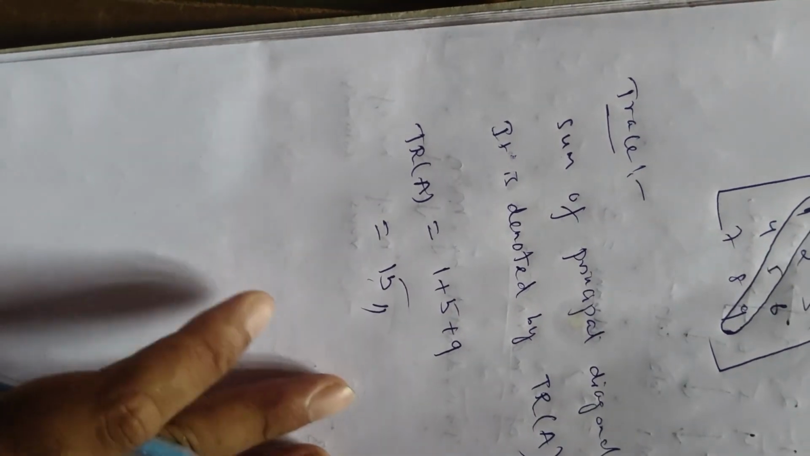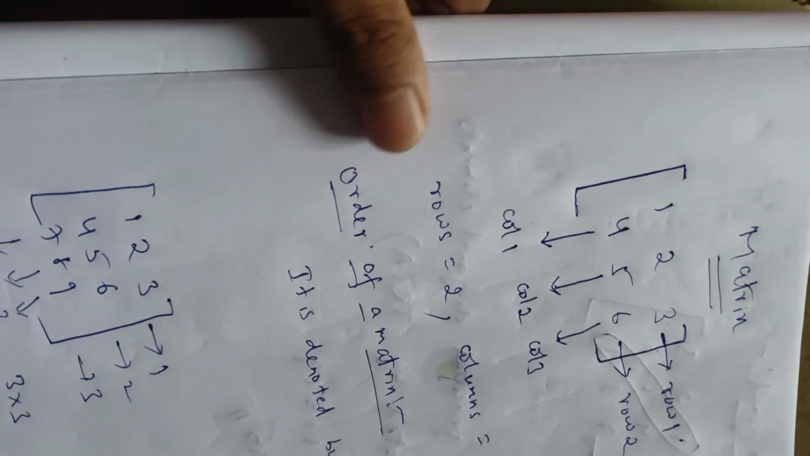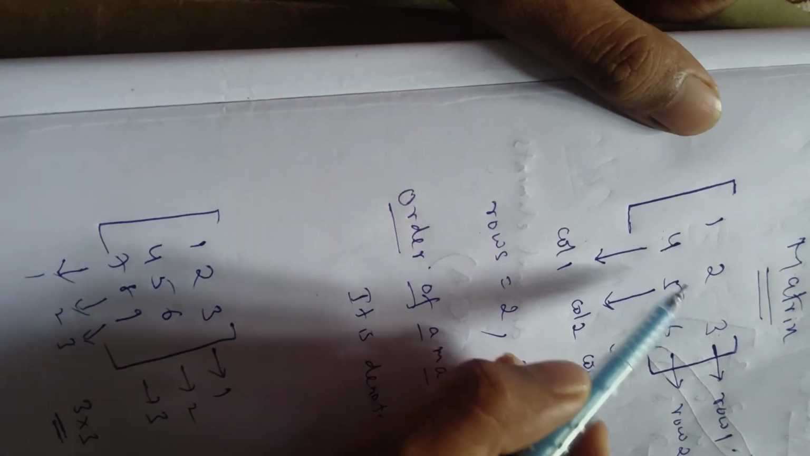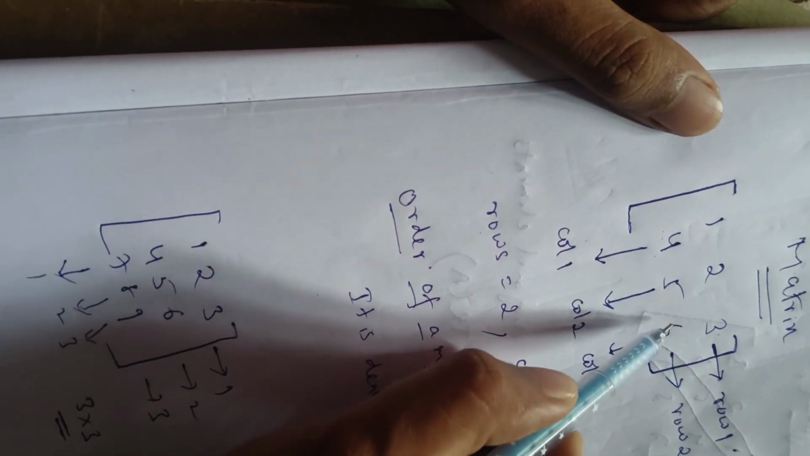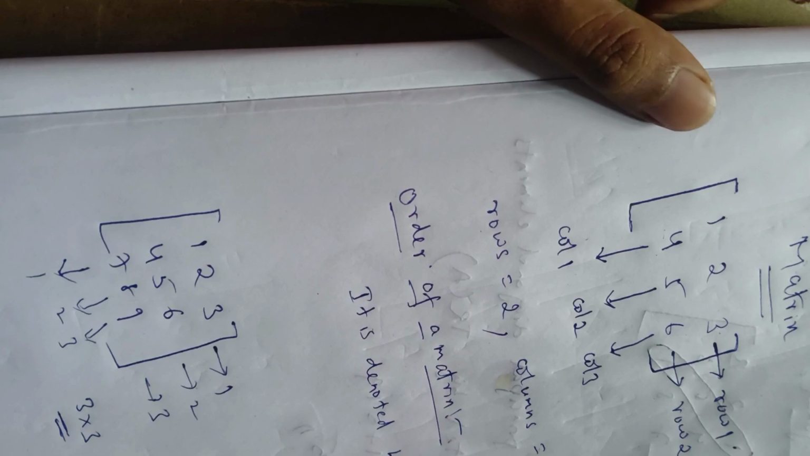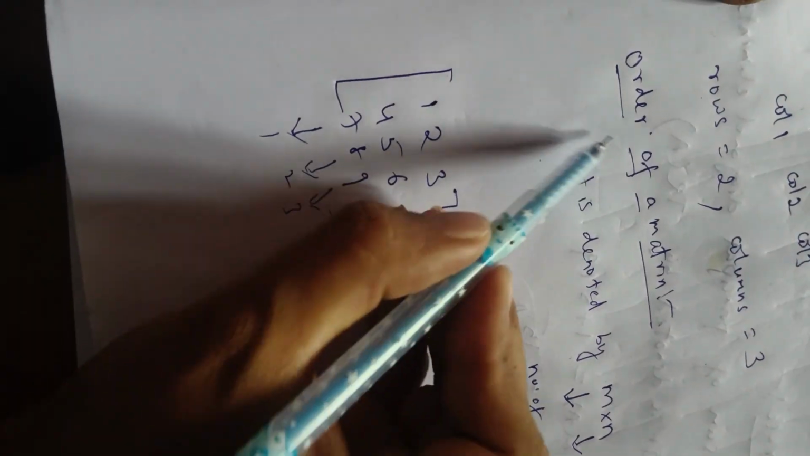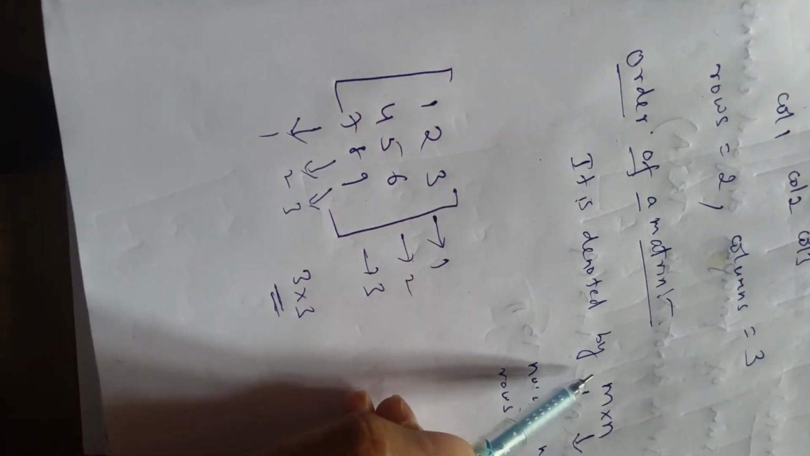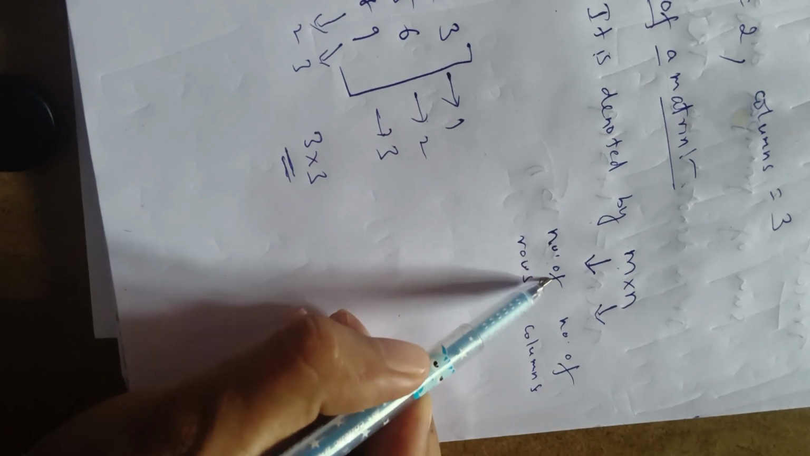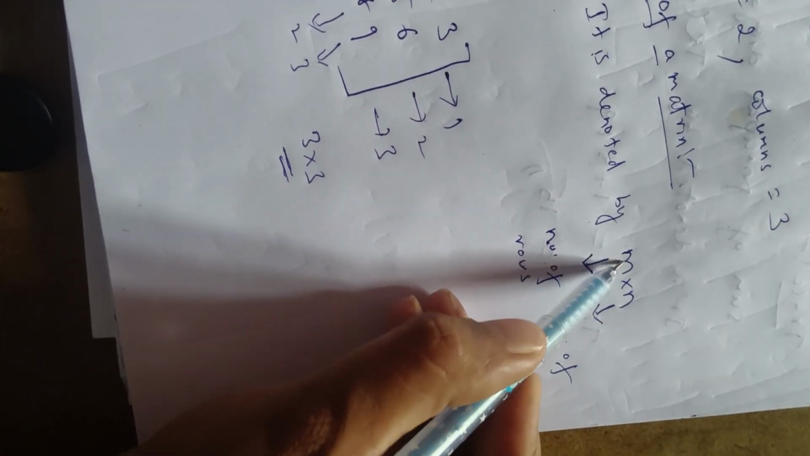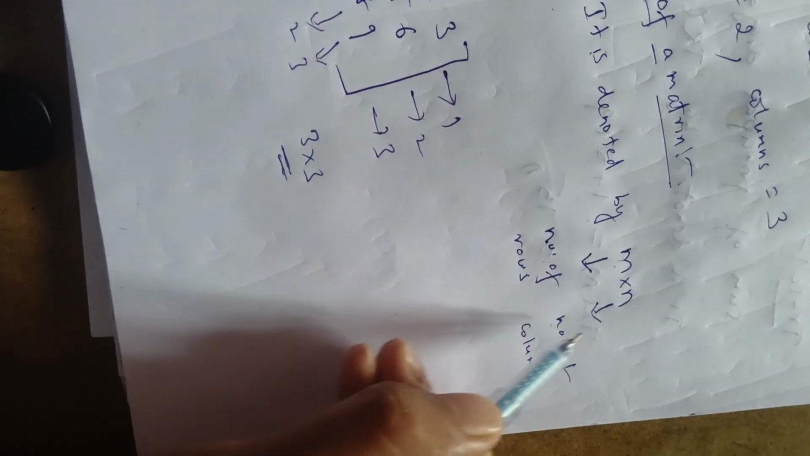Okay, so once again we will discuss the topics. What is meant by matrix? A matrix is nothing but a rectangular array of elements arranged in rows and columns. Horizontal things are called rows and vertical things are called columns. And what is the order of a matrix? Order of matrix is m cross n, number of rows by number of columns, where m represents rows and n represents columns.